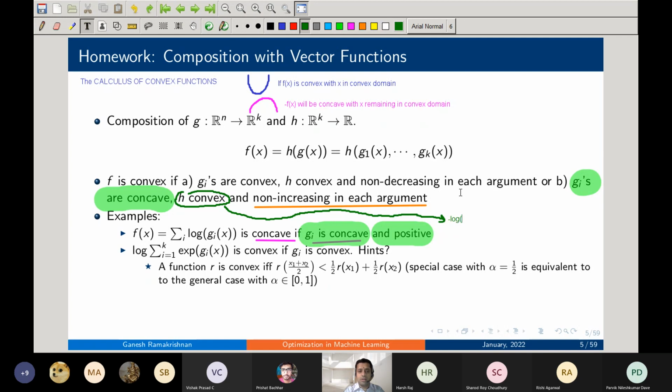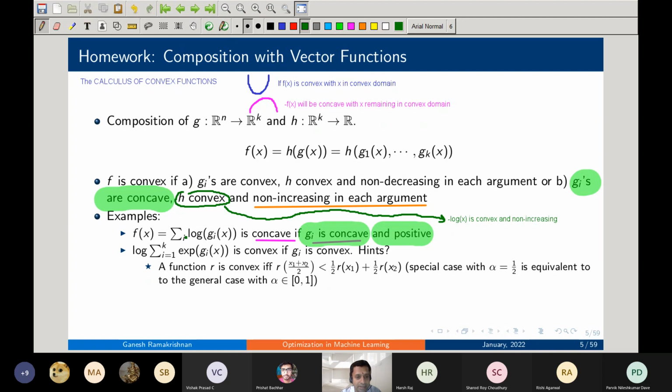Minus log x is convex and non-increasing. There's only one argument it has. But now you have log of g_i(x), multiple g_i's on which it's being applied. So if you consider minus log of g_i(x), then the overall h, minus log of x, is convex, non-increasing in each argument, and the g_i's are concave.